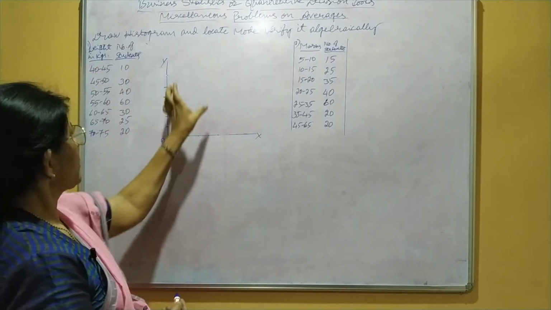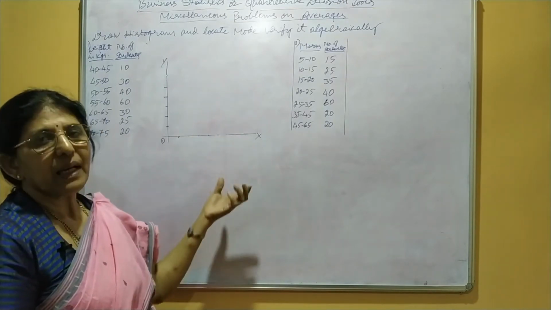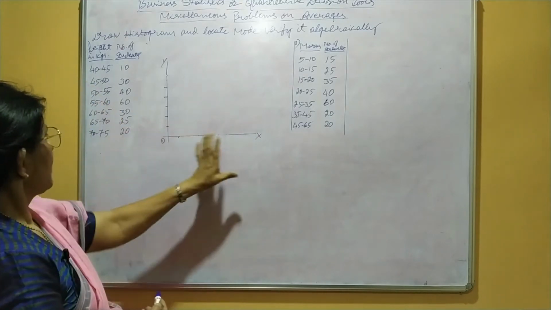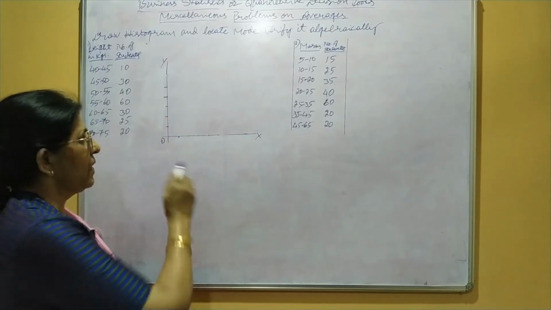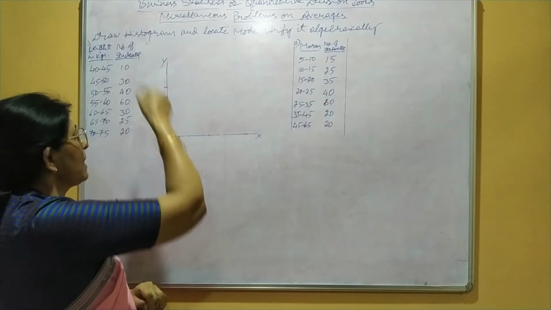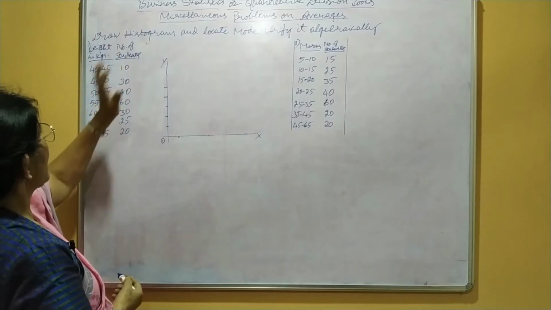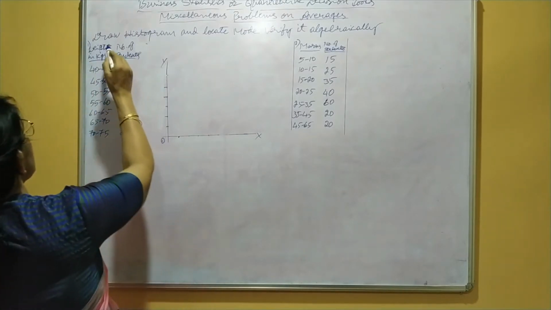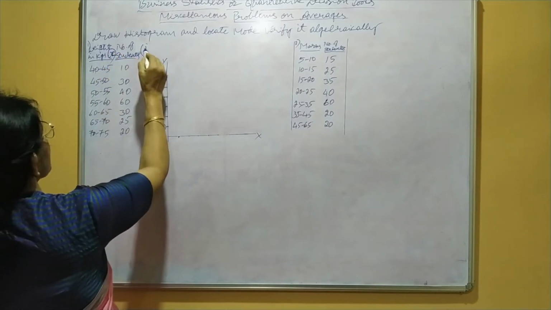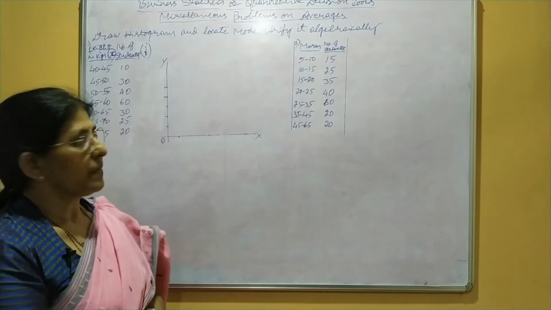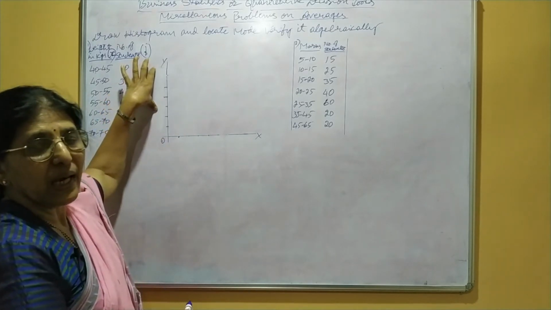It is known to you, histogram means we come across a series of adjacent rectangles. Graph means there are two axes, one is x-axis, another one is y-axis. Horizontal one we say x-axis, vertical one we say y-axis. We are given weight in kgs and number of students. Weight in kgs is nothing but x, that is variable, and number of students is nothing but frequencies. We take variables to x-axis and frequencies to y-axis.